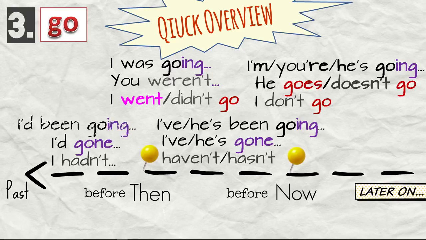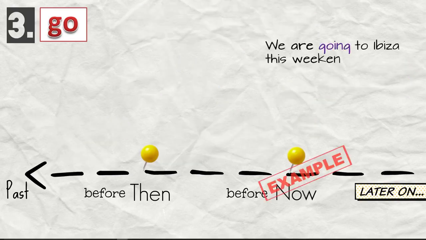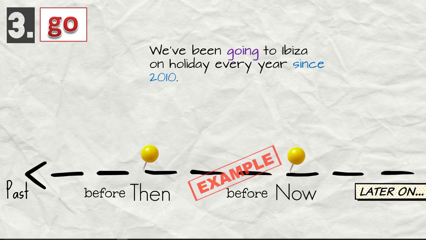So let's have a look at the examples again. We are going to Ibiza this weekend. I want to go on holiday. I don't often go on holiday. My kid never goes on holiday. We've been going to Ibiza on holiday every year since 2010.